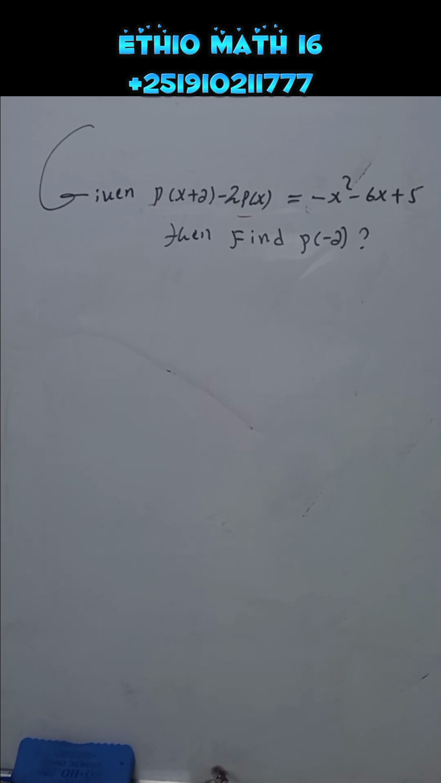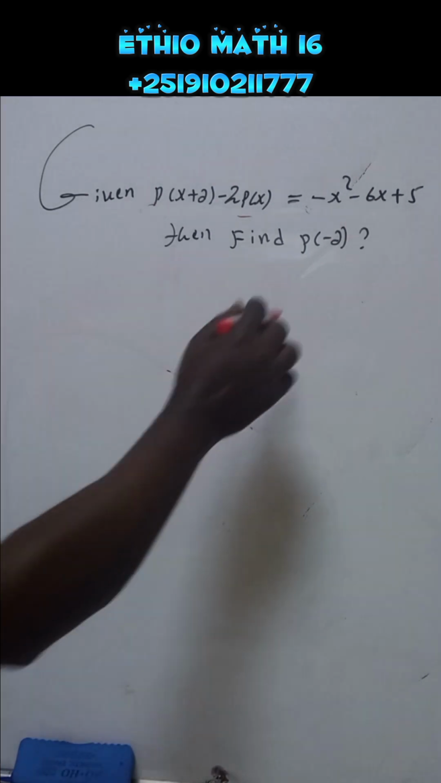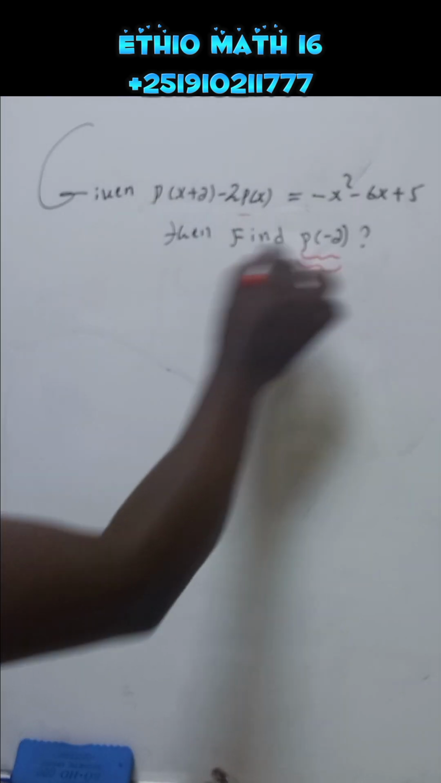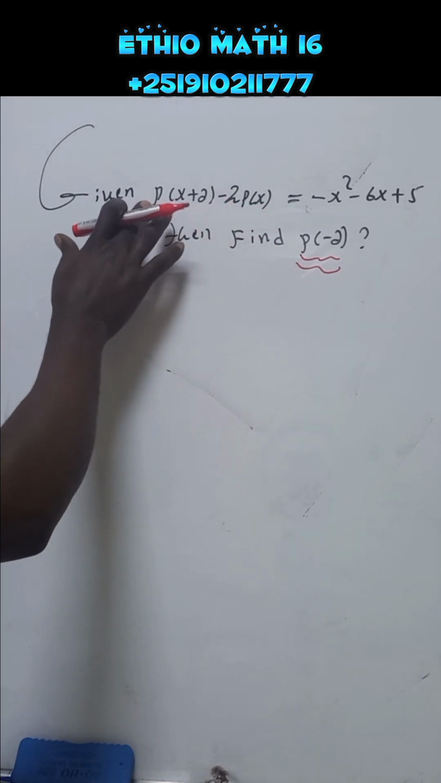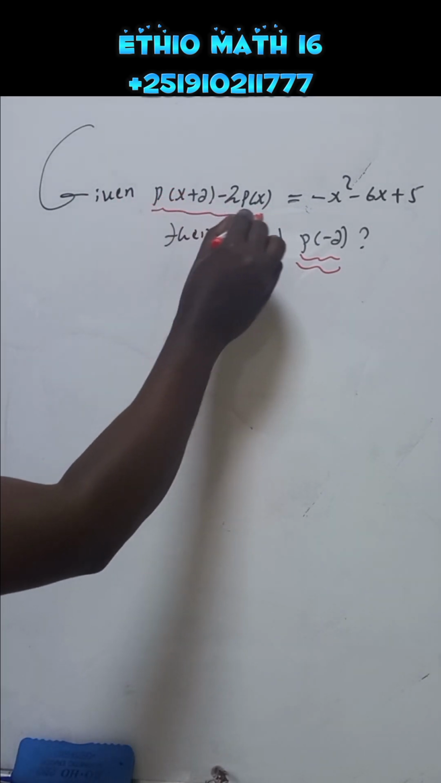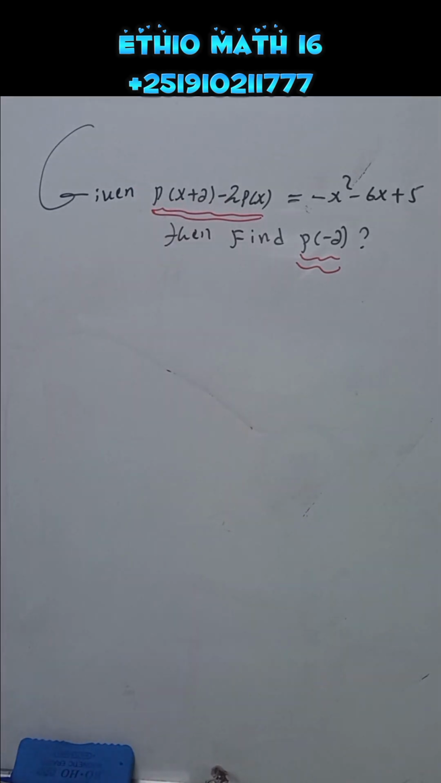On today's lesson, I'm going to explain how we are going to determine the image of -2 under a certain polynomial function p of x. Is that so? In order to determine the image of -2 on this polynomial function, first of all, you have to determine the function, the original function p of x. Is that so? What does it mean?